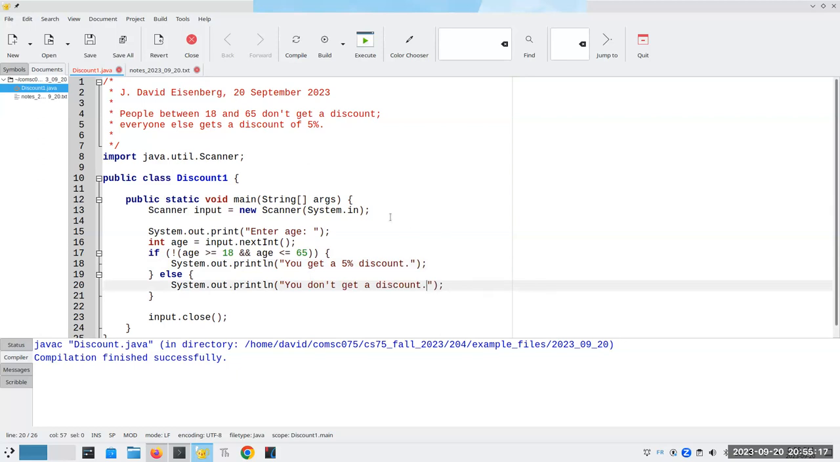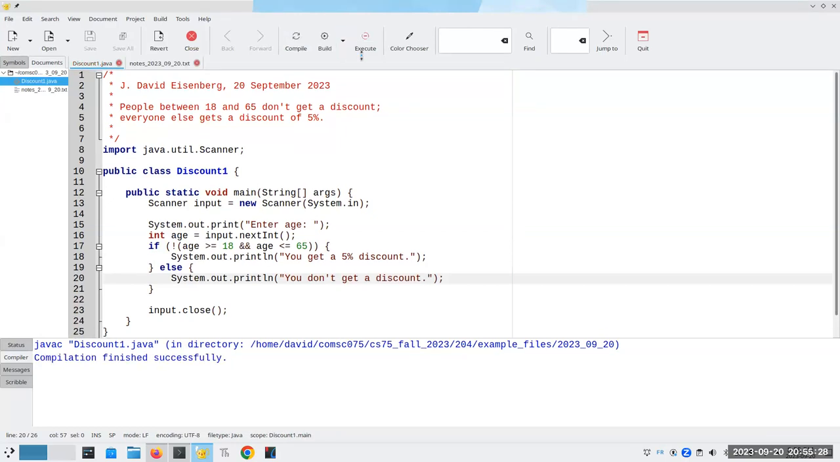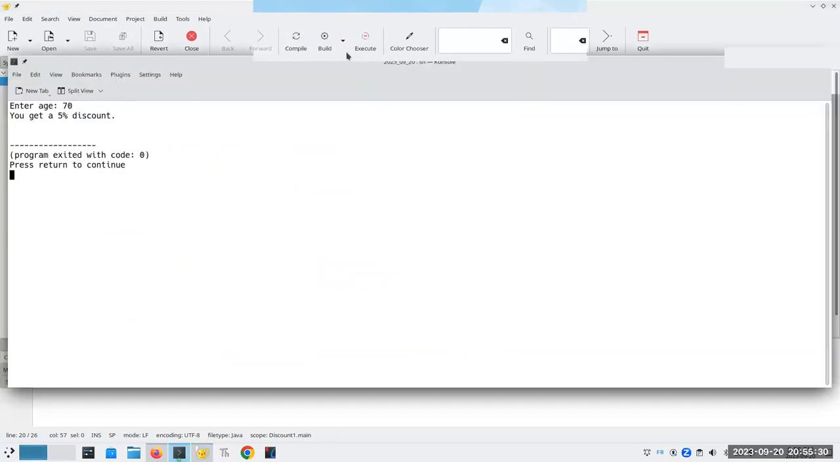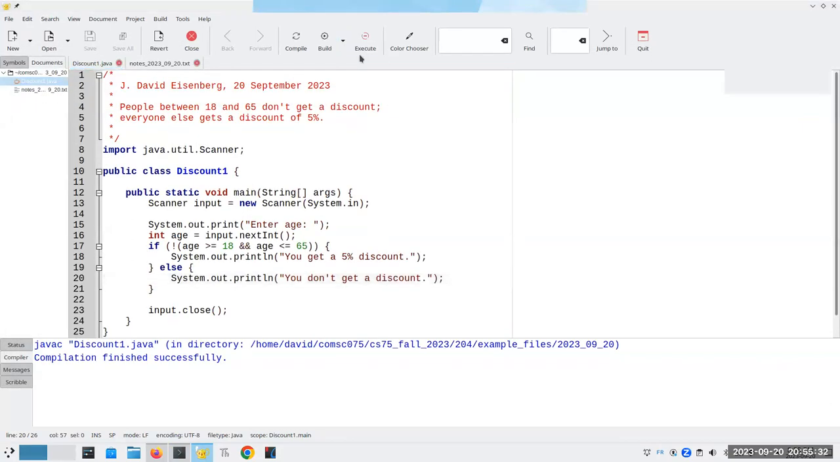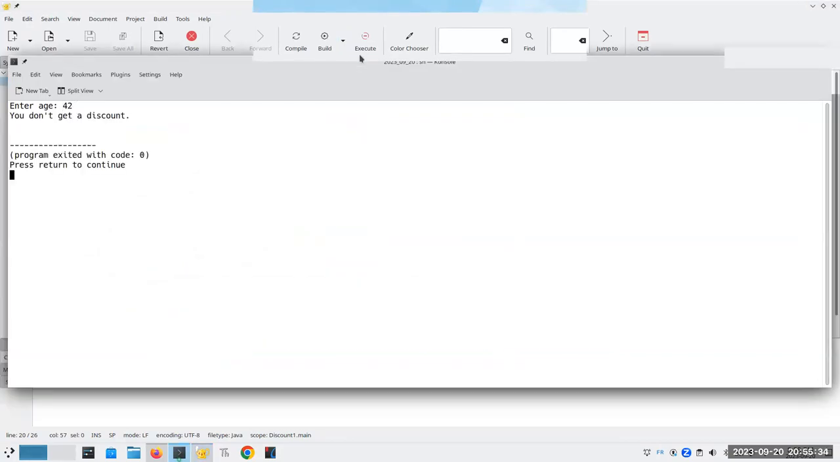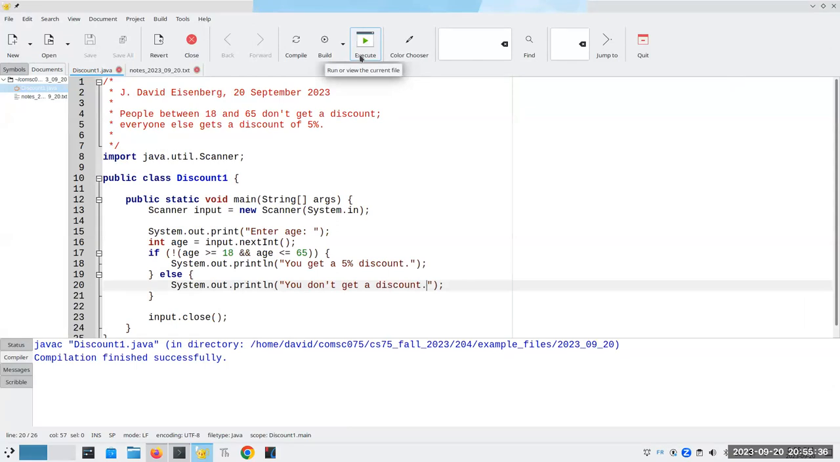Now, this is a really artificial example, but there are some cases where the code reads a lot better if you do it one way than the other way. And let's compile that and we run it. If somebody's 70, they get the discount. If they're 42, they don't. Yeah. So, now, here comes the problem.